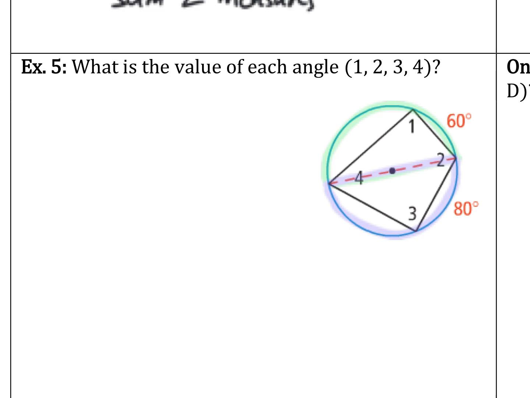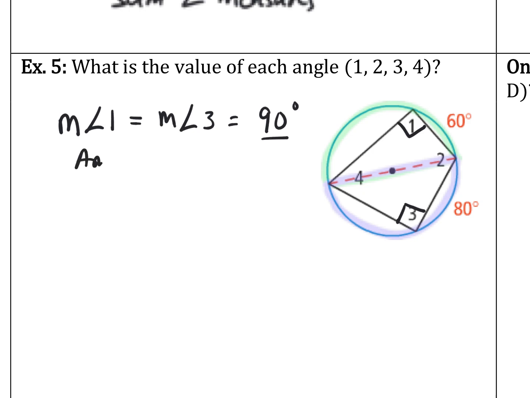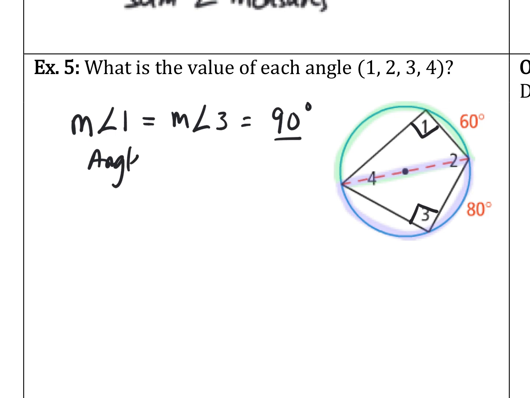So having said that, it means that angle 3 and angle 1 are 90 degrees in nature because of the diameter. So here we can say that the measurement of angle 1 is equal to the measurement of angle 3, which equals 90 degrees. Special case. These are actually angles in a semicircle.